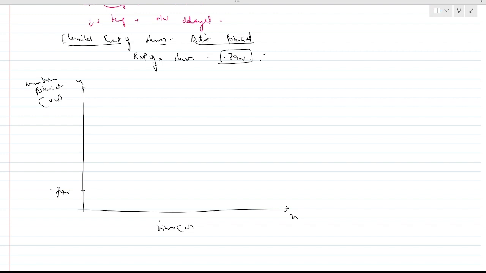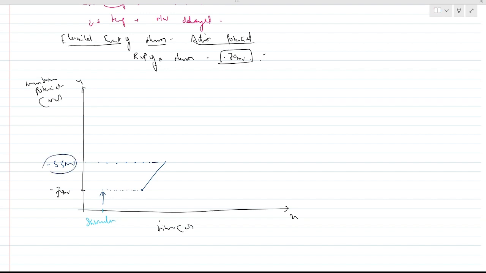Now we give the stimulus here. Here in the time graph we give the stimulus. But the stimulus will not act as soon as the stimulus is given. It will have a time period of lag. Okay, this is the time period of lag. Now after some time, from minus 70 millivolt, the first phase will shoot up to how much? Minus 55 millivolt.